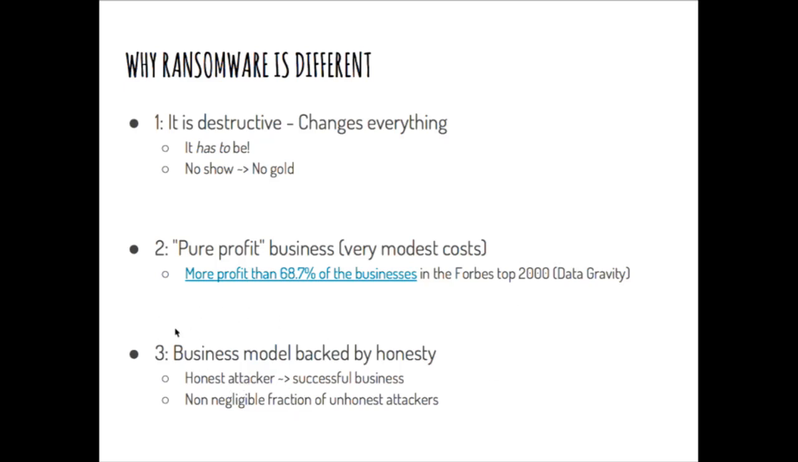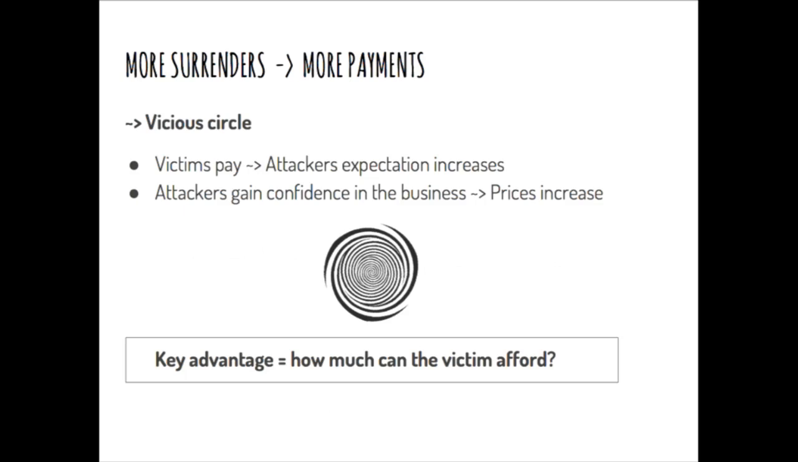And third, even if we have seen some cases of bad attackers, it's a business model that is backed by honesty, right? The bad guys have to be honest in the majority of cases, otherwise their dishonesty will ruin the business. So the more the bad guys are honest, the better the business model works. These three characteristics have created a sort of vicious circle. The more the victims pay, the more the attackers' expectations increase, and they gain more confidence that their business model works well. And so they increase the prices.